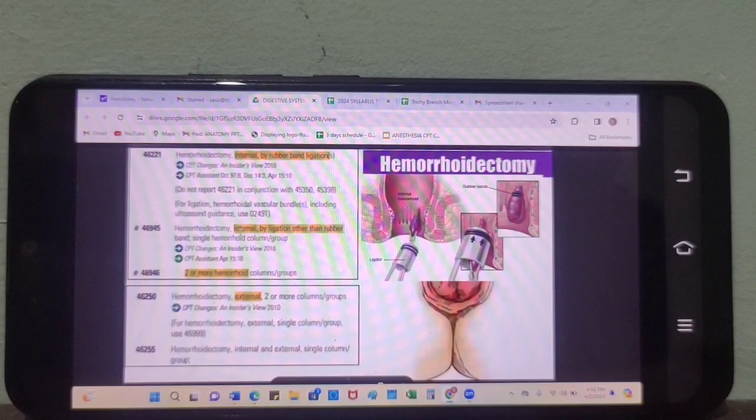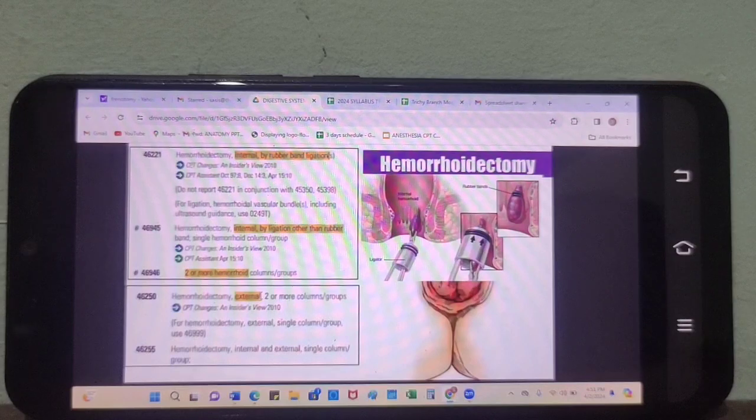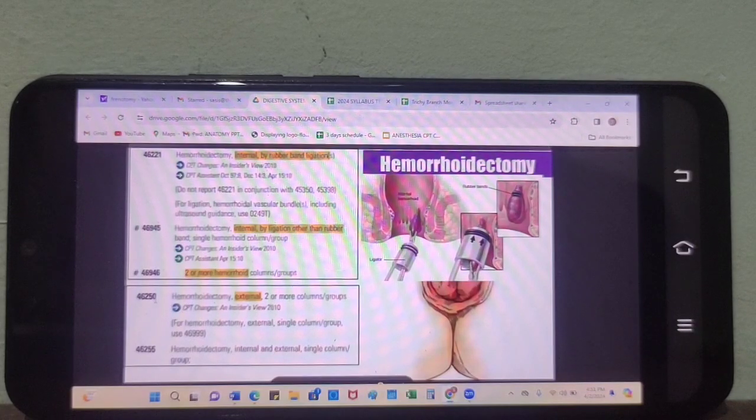So these two codes are for internal hemorrhoid, and this code section is for external hemorrhoid. 46250 for external hemorrhoid, 2 or more column. So for 2 or more hemorrhoids, 46250. For a single external hemorrhoid, go for the unlisted procedure code. Okay guys, please listen. For 2 or more external hemorrhoids, go for 46250. For a single hemorrhoid, we should report the unlisted procedure code.